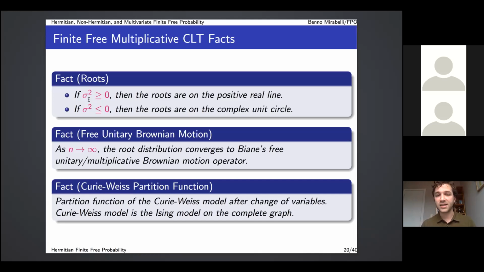Also, a kind of surprising connection is that under a change of variables, this polynomial is equivalent to the partition function of the Curie-Weiss model. And the Curie-Weiss model is just another name for the Ising model on a complete graph. So that's another interesting connection.